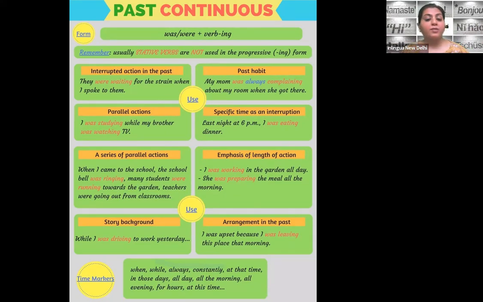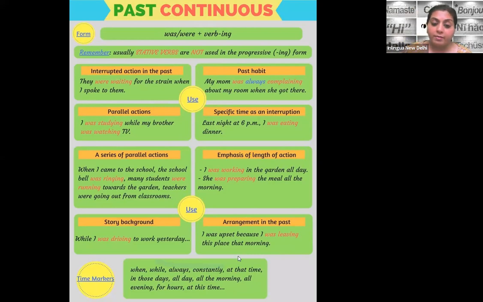While I was driving to work yesterday, I heard a sound. While I was walking to office yesterday, I met my friend. You give a story background with past continuous. I was upset because I was leaving this place that morning. You're talking about a past arrangement or a past situation.